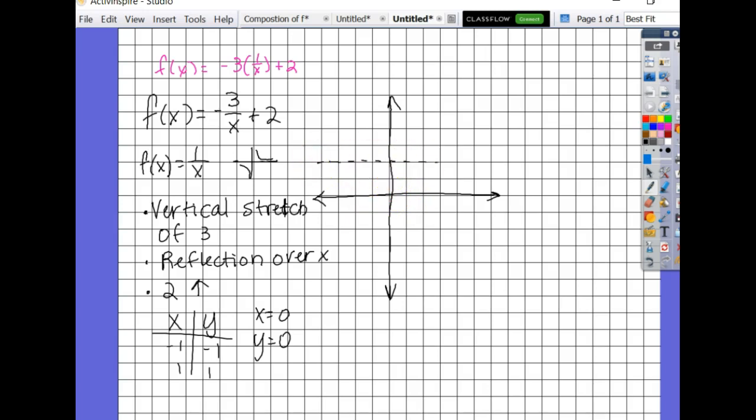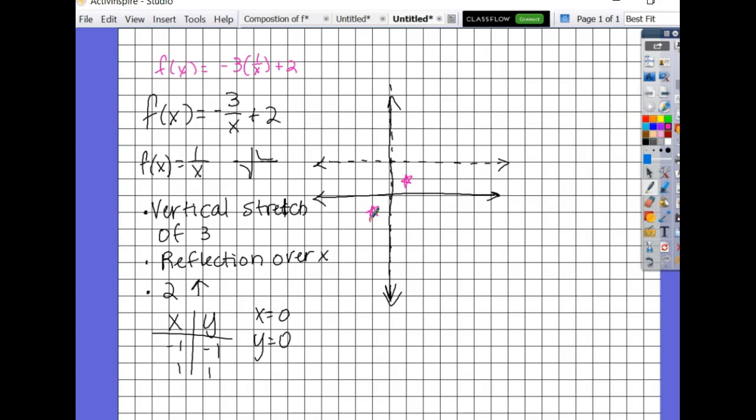So you end up here and here with your asymptotes. So here's my first point, and there's my second point. So I'm going to do this one, and you're going to do this one.